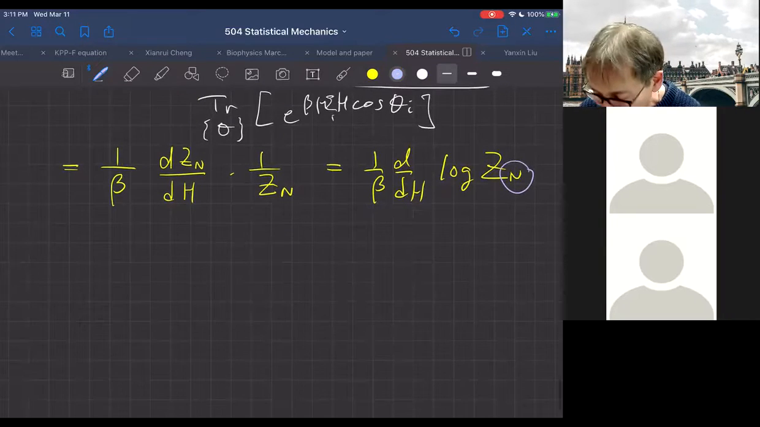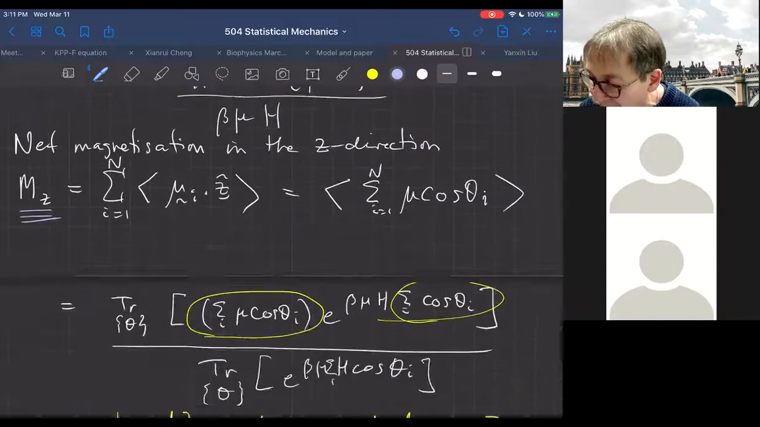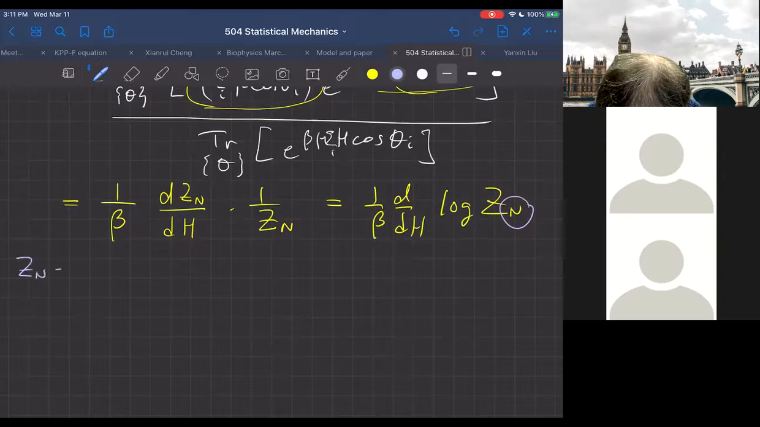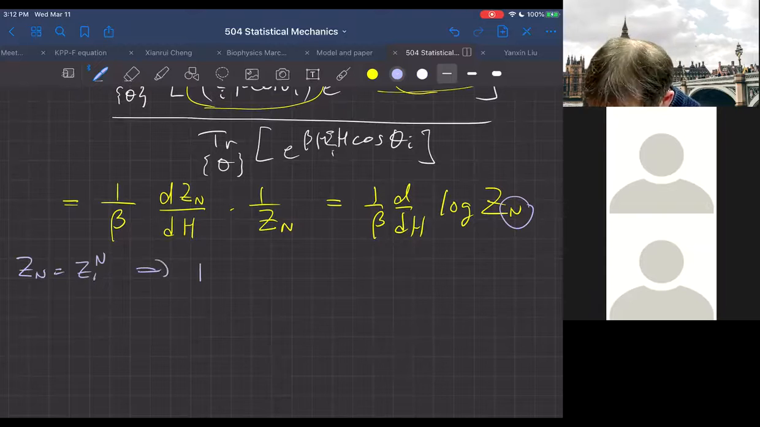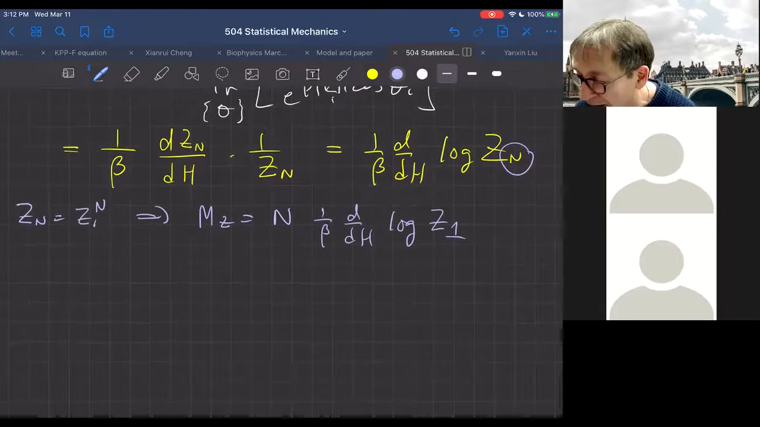Okay, so now we know that the partition function factorizes. Because Zn is just Z1 to the nth, that means that the magnetization in the Z direction is then just n times 1 over beta d by dH of the logarithm of the partition function for one spin. So the magnetization, as makes sense, is proportional to the number of degrees of freedom.